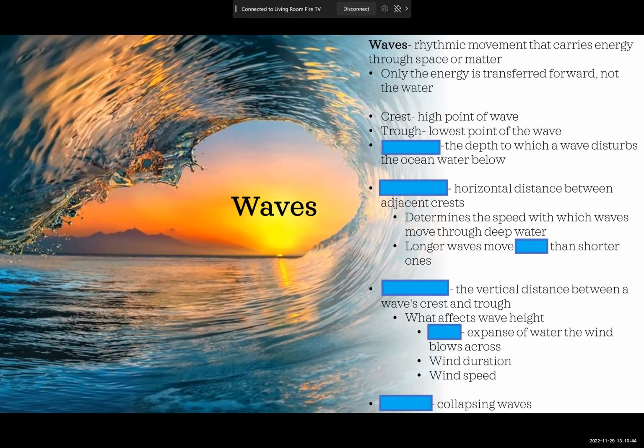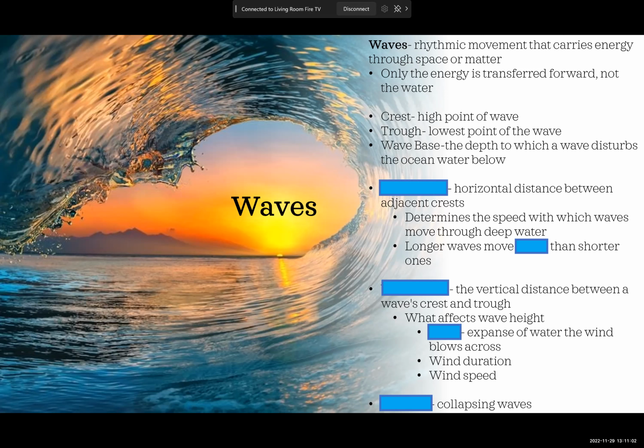Okay. And the depth at which a wave disturbs the ocean water below. Do we know? Alex? I believe it has amplitude. Yeah, we were there. But we're talking about wave base. Wave base is what you call the depth to which that wave is going to disturb the water below it. All right.